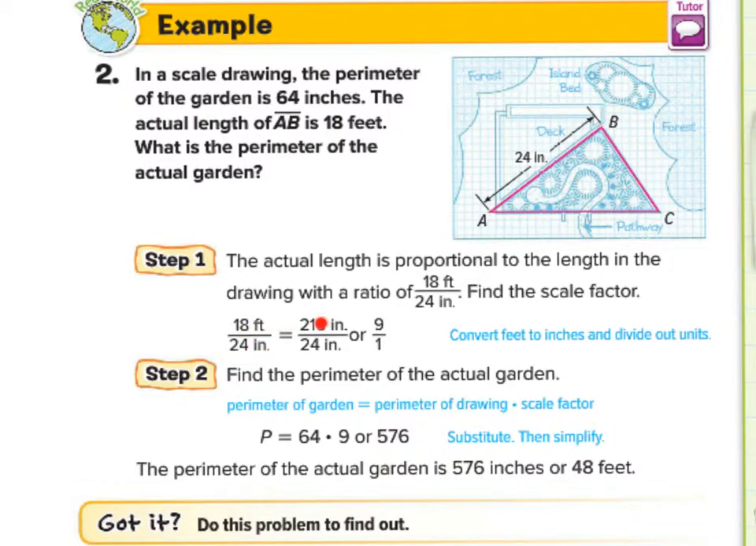We convert that, so we have to multiply each foot times 12, correct? Because there's 12 inches in each foot. And when we do that, we get 216 inches over 24 inches, or simply a scale of 9 to 1.